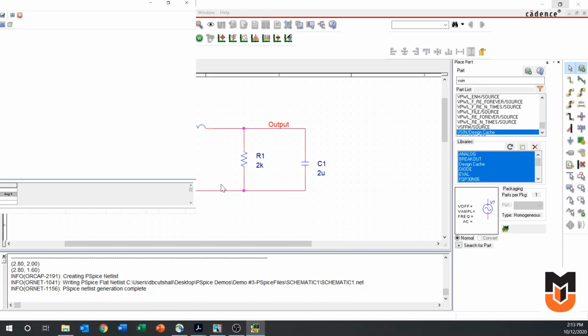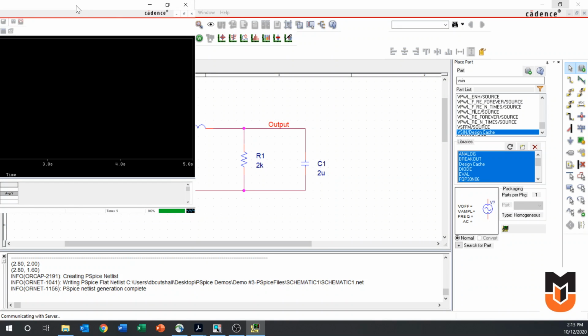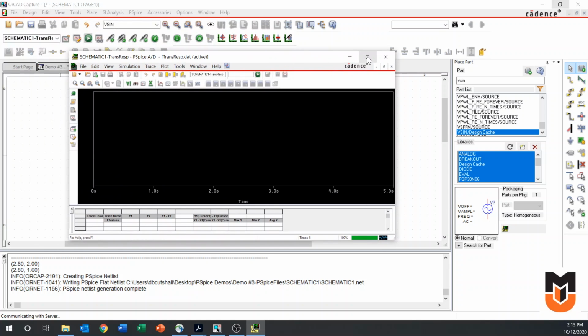So again, because this is a low pass filter, this low input frequency we would expect to be passed to the output with no issues. So we would expect our input and output to essentially look the same. So let's see if that's true.